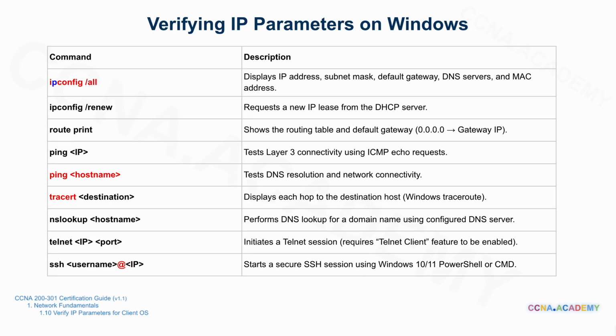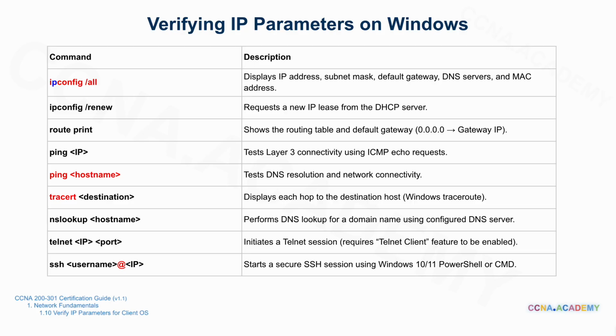In Windows, all verification happens through simple command line tools. Start with ipconfig /all to view the complete configuration like IP, mask, gateway, DNS, and MAC. If DHCP fails, use ipconfig /renew to request a new lease. Test connectivity using ping, first your gateway, then an external IP, and finally, a hostname to check DNS. If you need to trace the path, tracert lists each hop, while nslookup checks DNS resolution directly.